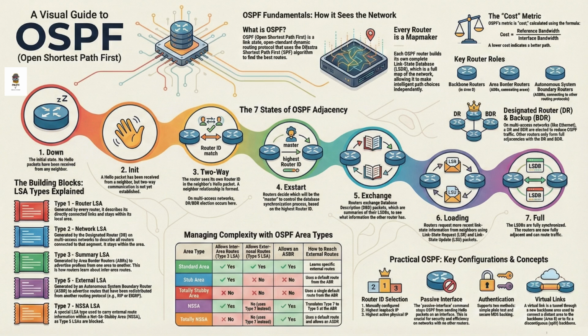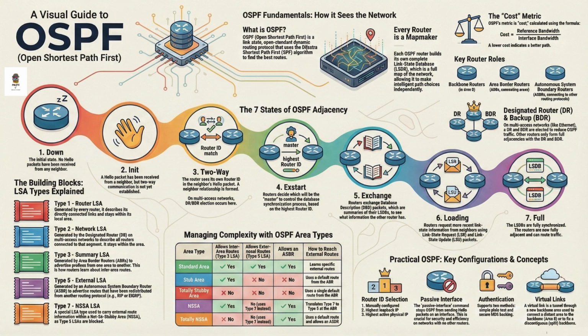Its purpose is to describe which specific routers are connected to that shared segment. Okay, so it's a roster. It's like a directory for that local segment. And like the Type 1, the Type 2 LSA is also strictly restricted to its area, ensuring local knowledge doesn't leak unnecessarily.